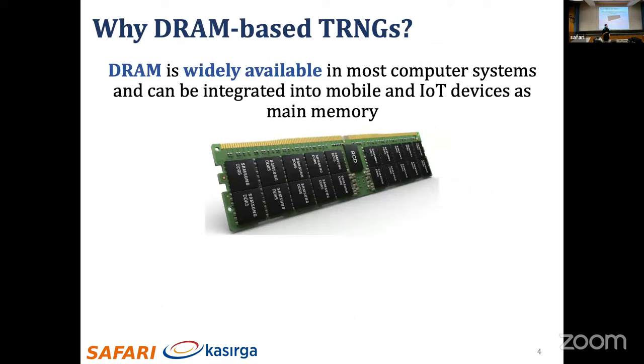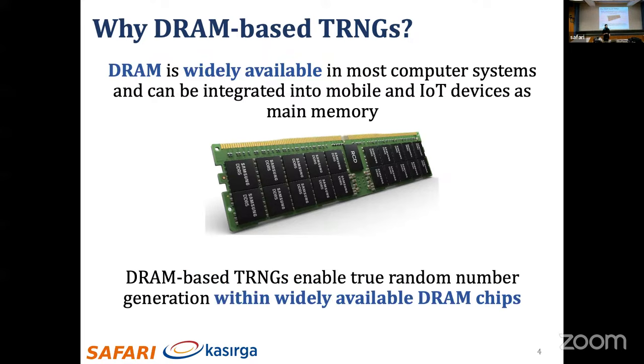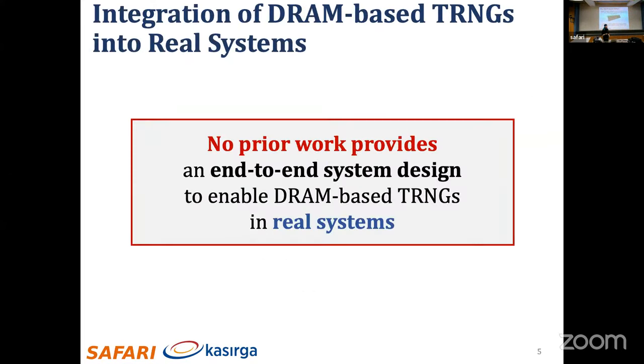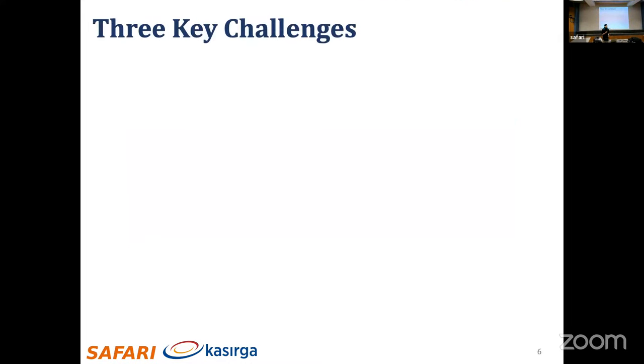In contrast, DRAM is widely available and can be integrated into mobile and IoT devices as main memory. And these mechanisms can enable low cost and high throughput random number generation within widely available DRAM chips. However, none of the prior work proposes an end-to-end system design that uses these DRAM-based TRNGs in real systems. We identified three key challenges for integrating DRAM-based TRNGs into a baseline RNG-oblivious real system.